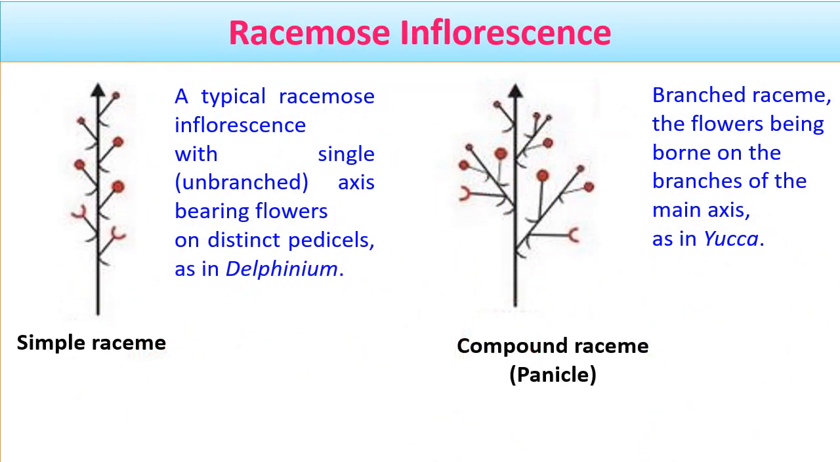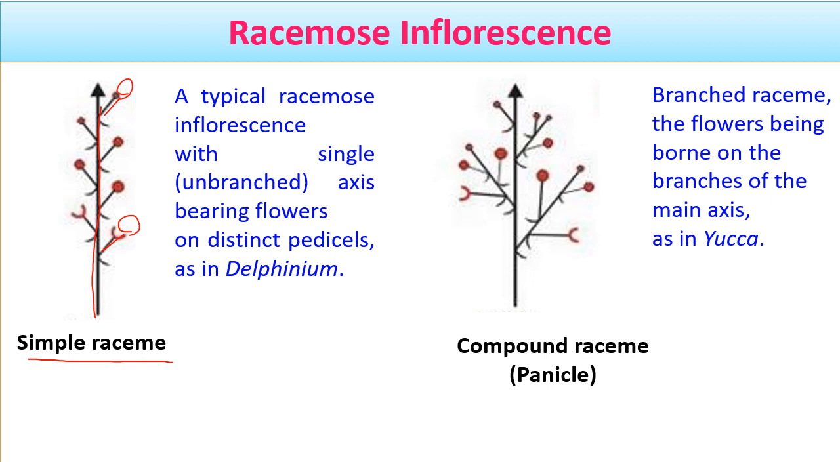Now let us start with the study of racemose inflorescence. The first subtype of racemose inflorescence is the simple raceme. Here you can see the axis. This axis of inflorescence is called the peduncle, and here you can see the old flower at the base and the youngest flower at the apex.